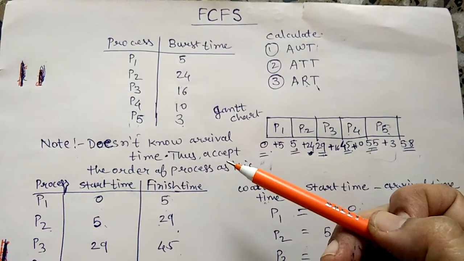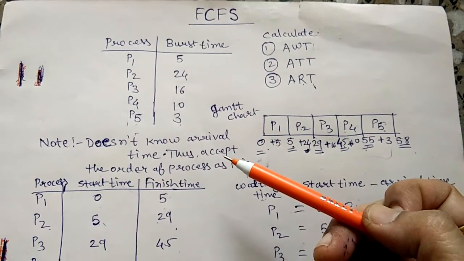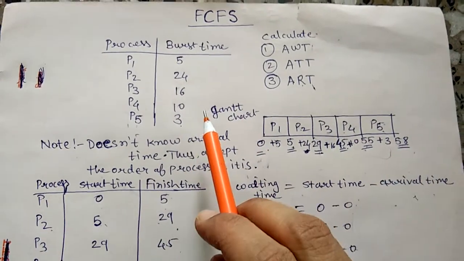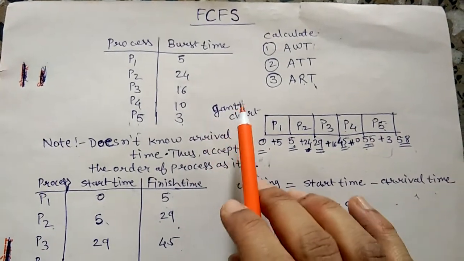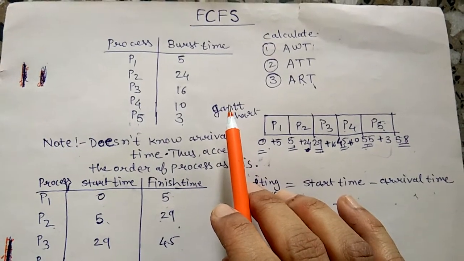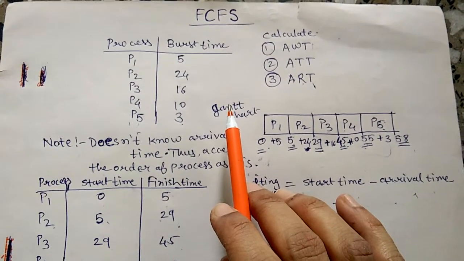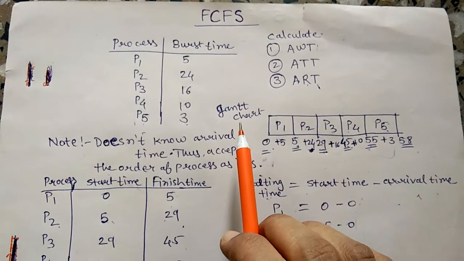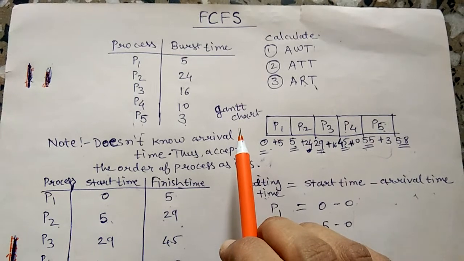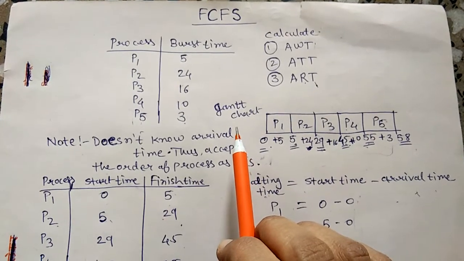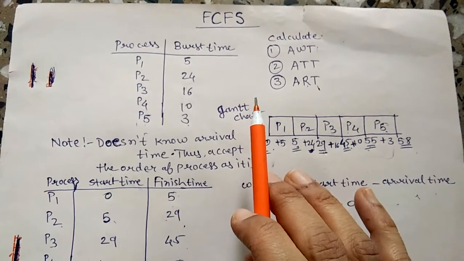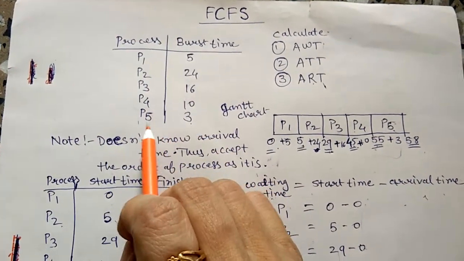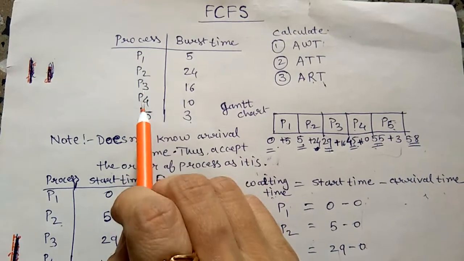We require the arrival time of each process for the calculation of FCFS. But in this example, we don't know the arrival time of each process. So then what do we do now? What arrival time do we need to consider? Since we don't know the arrival time of each process, we need to consider the arrival time of each process to be 0. Okay? And the order of the arrival will be the same as it is given in the example.